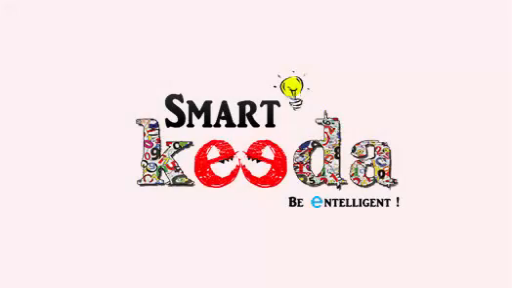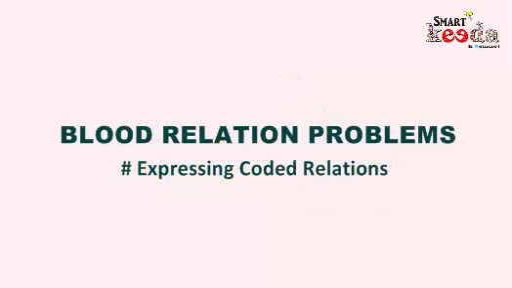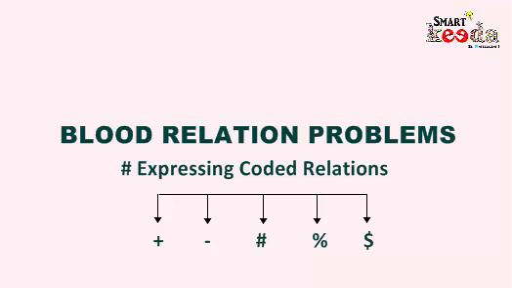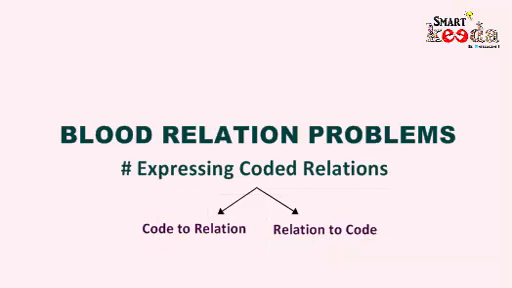Hello friends, now we will study the third type of blood relations questions, which are termed as coded relations. In such questions, the relationships are represented by certain specific codes or symbols such as plus, minus, hash, etc. It is further classified into two categories. The first is one in which the candidate is required to analyze some given codes to determine the relationship between a set of persons. And in the second type, a candidate is required to express a given relationship in the coded form.